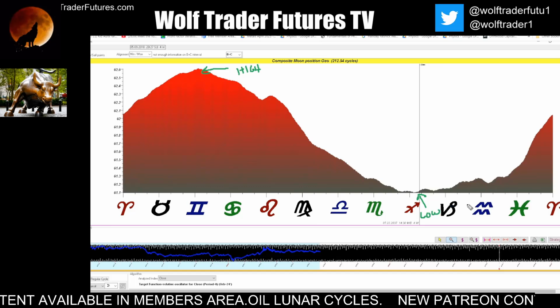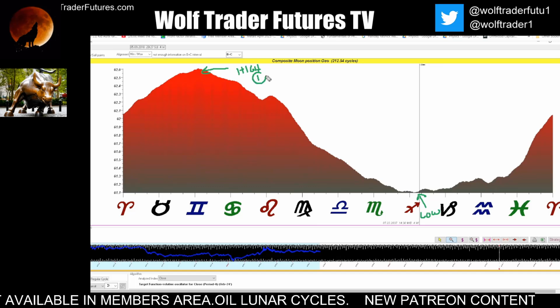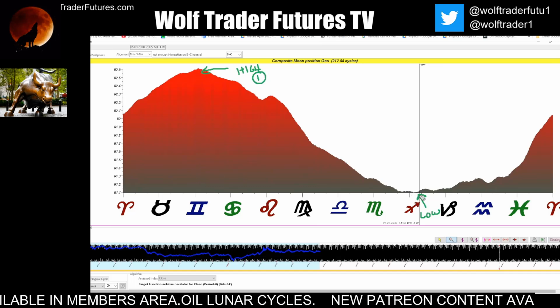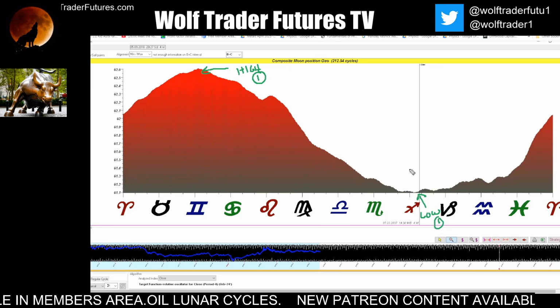If you want to get a little bit, there's really not much more to talk about. So here's your first high, right when it hits Gemini. Here's your first low, right after it hits Sagittarius. Very, very clear cut there. And there's really no other points into here.